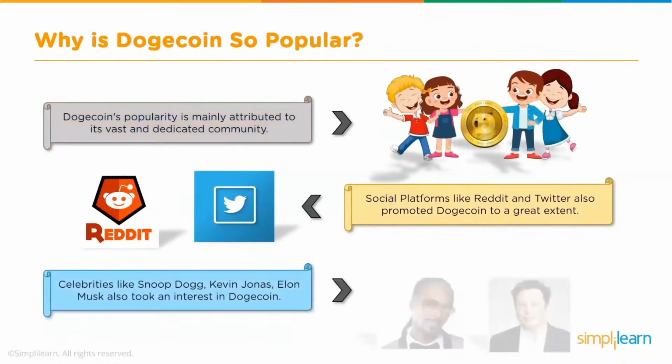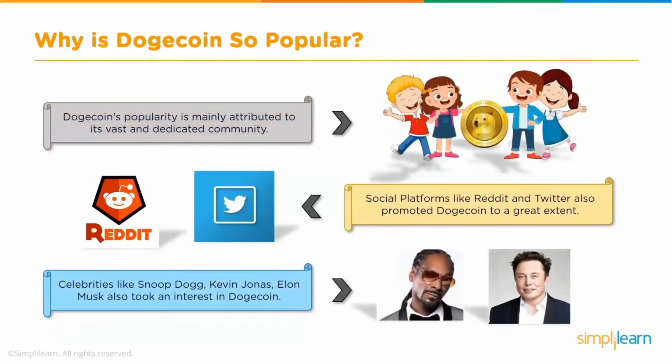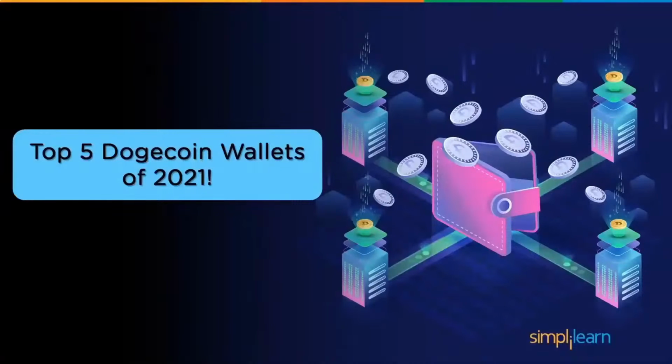Celebrities like Snoop Dogg, Kevin Jonas, Elon Musk also started taking an interest in Dogecoin and posting pictures and comments on their social media handles, which increased the craze of Dogecoin all around the world. So this was all about Dogecoin wallet.